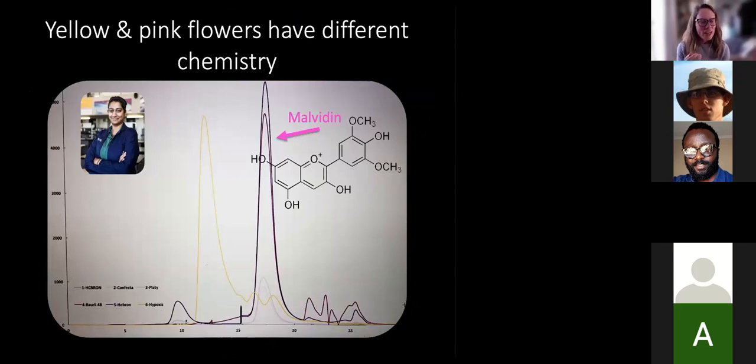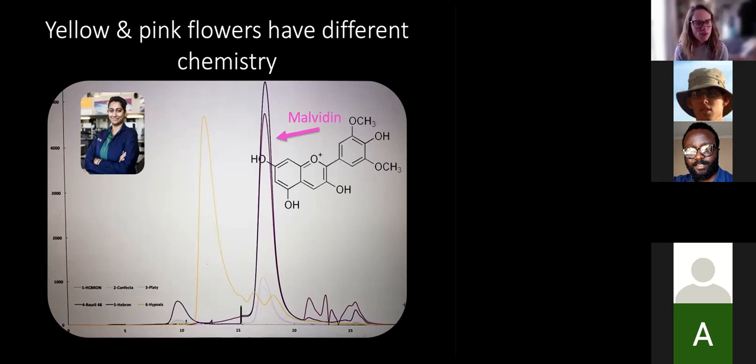So I was chatting to a colleague who's a biochemist and telling her about what we were finding with the pigment peels, and she's really interested in anthocyanins for her own research. And she was like, why don't you just send me a couple flowers and we will get to the bottom of what anthocyanins are present in your flowers.